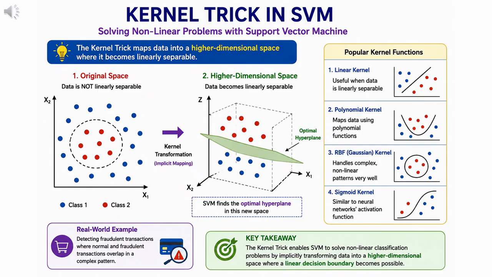Among the different kernels, the RBF kernel is the most commonly used because it handles complex, non-linear datasets exceptionally well. The kernel trick is one of the key reasons why SVM performs so effectively in applications such as fraud detection, image recognition, handwriting recognition, and medical diagnosis.